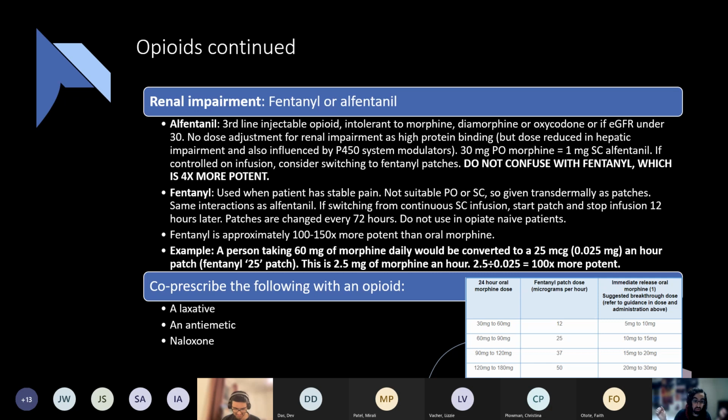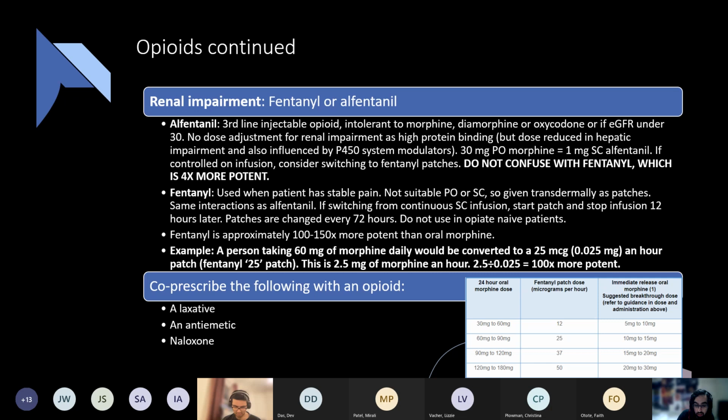It's great. It binds to protein really well, so it gets metabolized completely by the liver, and if there's any of it in the circulation, it won't go out through the urine because it's strongly bound to proteins. This means that you do need to reduce the dose in hepatic impairment, and it will also be influenced by your P450 system, so your quinines, your macrolides, etc.